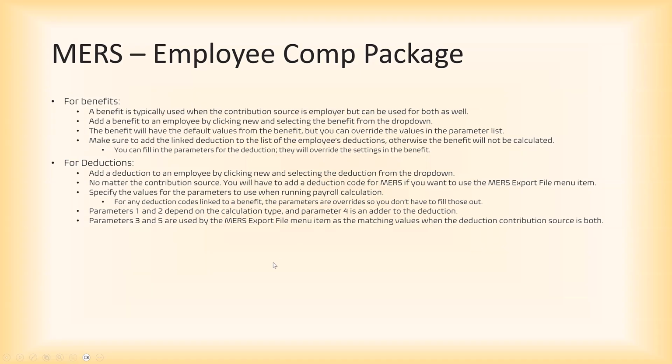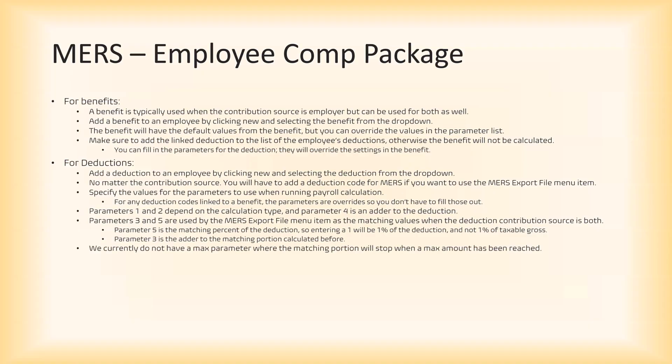Params 3 and 5 are used by the MERS export file menu item as the matching values when the contribution source is both. So payroll calc doesn't use those, but our MERS file does. Param 5 is a matching percent of the deduction, so entering a 1 will be 1% of the deduction and not 1% of taxable gross. I'll cover that when I get to the MERS menu item, but param 5 is the matching percent of the deduction. Param 3 is an adder to the matching portion.